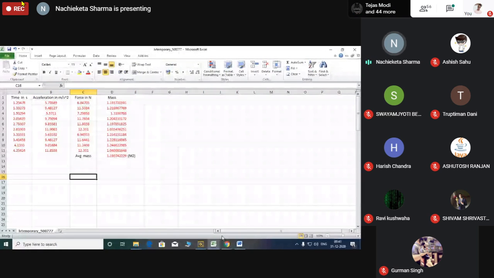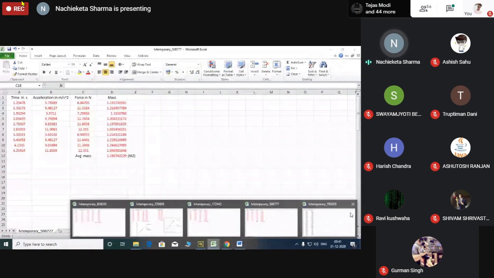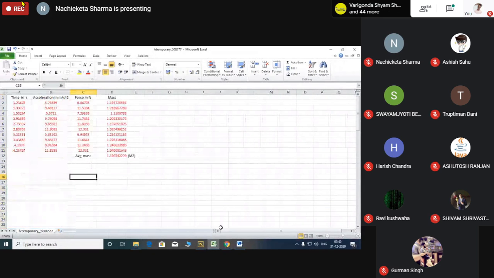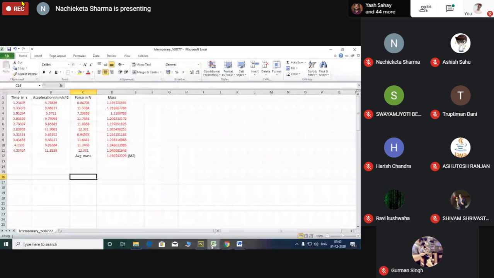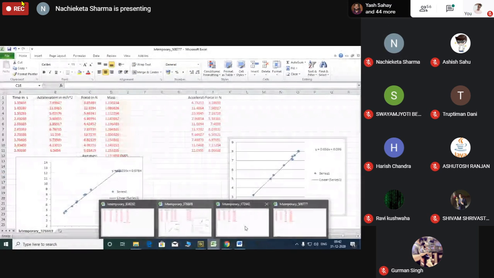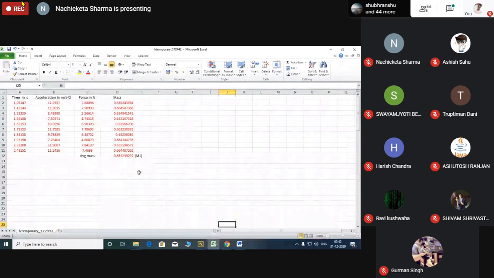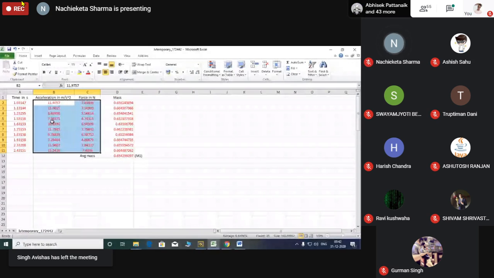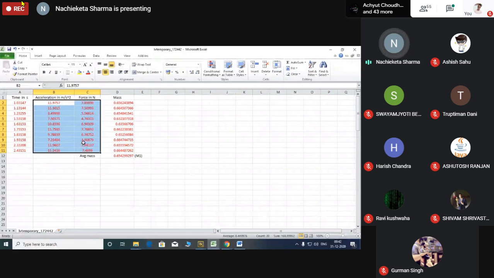Okay, then listen properly to what I am telling you. We are going to plot the graph now. First of all, plot the graph between acceleration and force for M1. If you take this acceleration on the x-axis and this force on the y-axis, there will be a straight line, y is equal to mx plus c, just like the first graph.